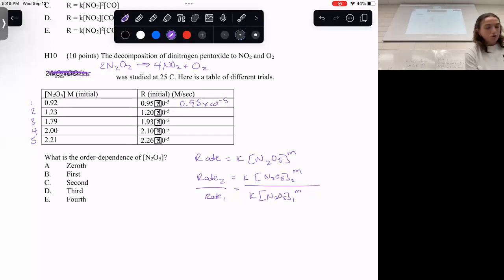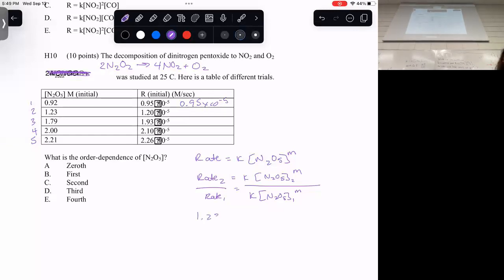1 and 2? Okay. Should we put 2 on top or 1 on top? You should put 2. One thing you can look for is which one has the bigger rate and the bigger concentration. That gives you whole numbers, like an integer of 2 or 4, instead of 1/2 or 1/4. So we can do 1 and 2.